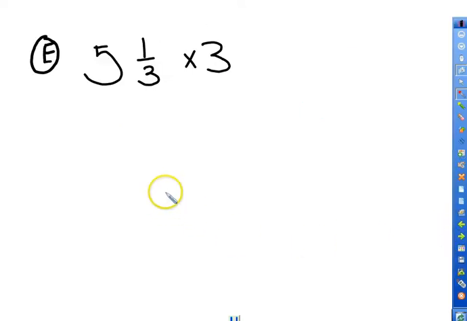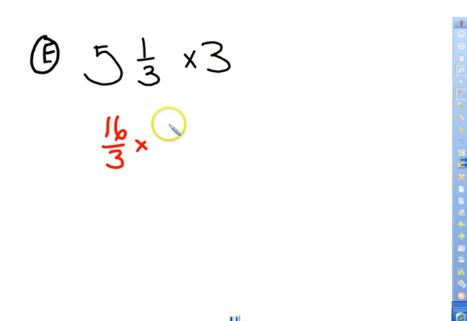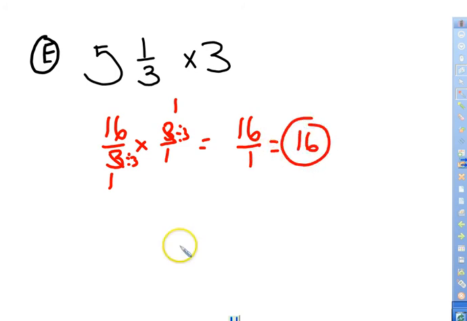Let's go ahead and solve letter E. So go ahead and hit pause and solve this. So we have 5 and 1/3, so we need to change it to an improper fraction. So 15 plus 1, 16/3, times, and then 3 wholes, so 3 over 1. Now we can cross reduce if possible, and the 3 is reduced by 3. So 3 divided by 3 is 1, and 3 divided by 3 is 1. So then you get 16 times 1 is 16, and 1 times 1 is 1, equals 16 for an answer.